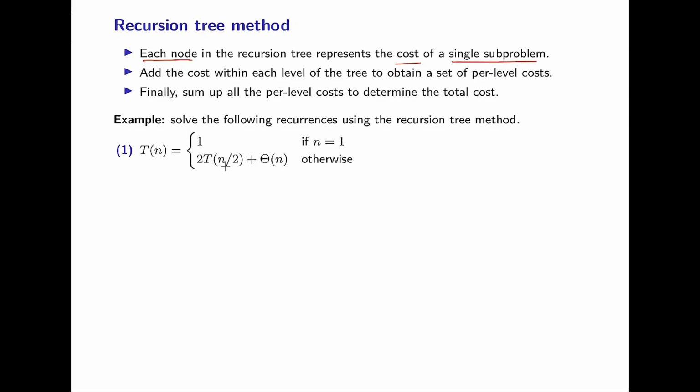Why subproblem? You see, these are following the divide and conquer approach. So here every time the input size n is getting reduced by n by 2. That's why those are smaller problems, we will say subproblems. Then we will add the cost within each level of the tree to obtain a per level cost. Finally, we will sum up all the per level costs to determine the total cost. So how are we going to do it? This kind of recurrence will be given.